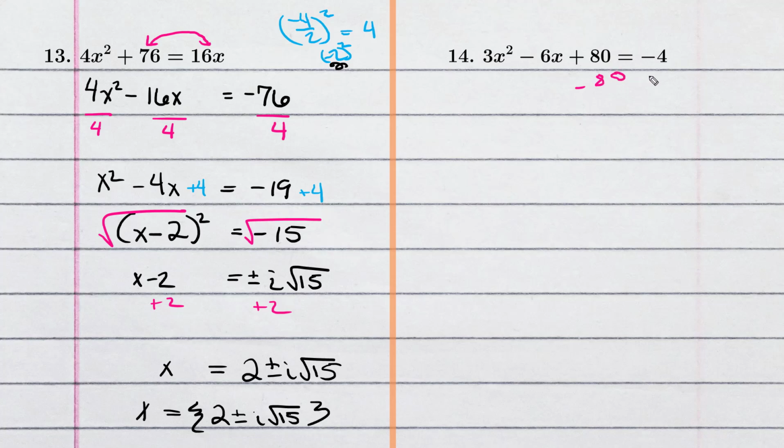So number 14, we have the 80 on the left-hand side that needs to move to the right. So we're going to subtract 80 from both sides. And so that's going to give me 3x squared minus 6x is equal to negative 84. Now I need to divide everything by 3 because that's in front of my squared. And so I have x squared minus 2x is equal to a negative 28.